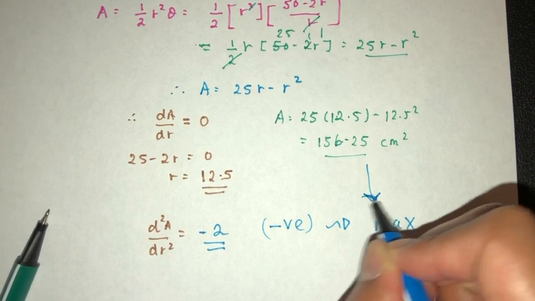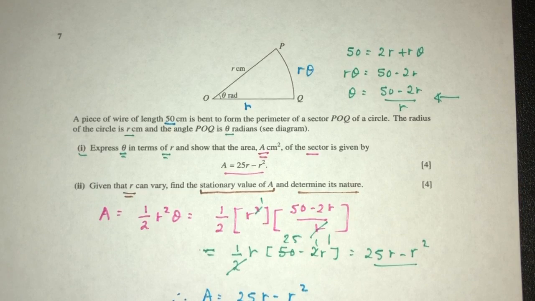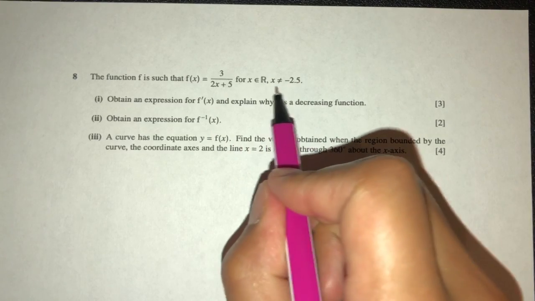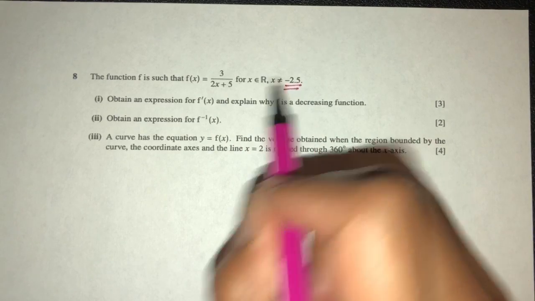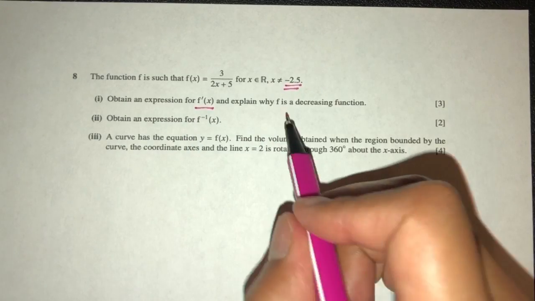So that's all we need to do for part 2 of this circular measure and also differentiation question. So let's move on to the next question. The function f is given to you by this, where x is not equal to minus 2.5. Now part 1, we have to find f prime of x and explain why it is decreasing.